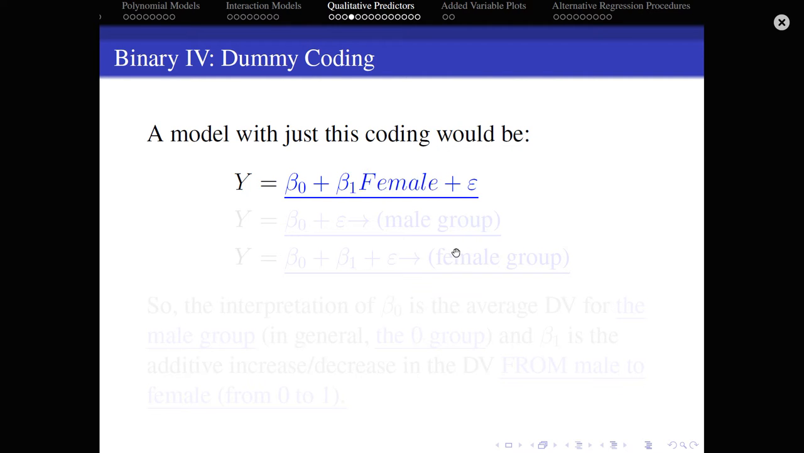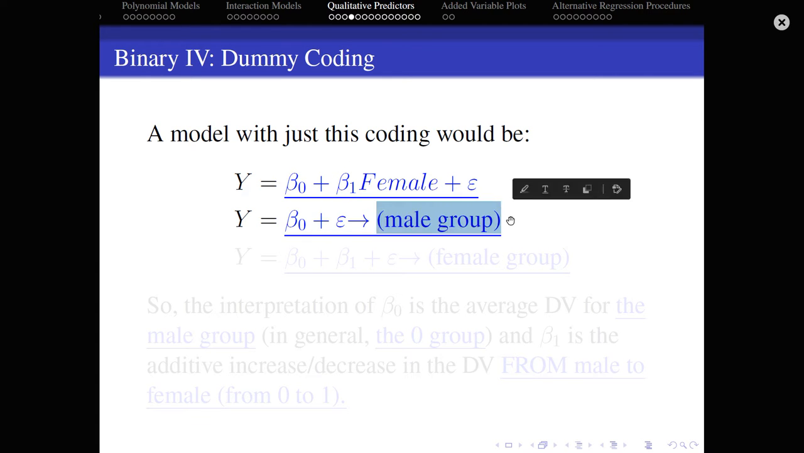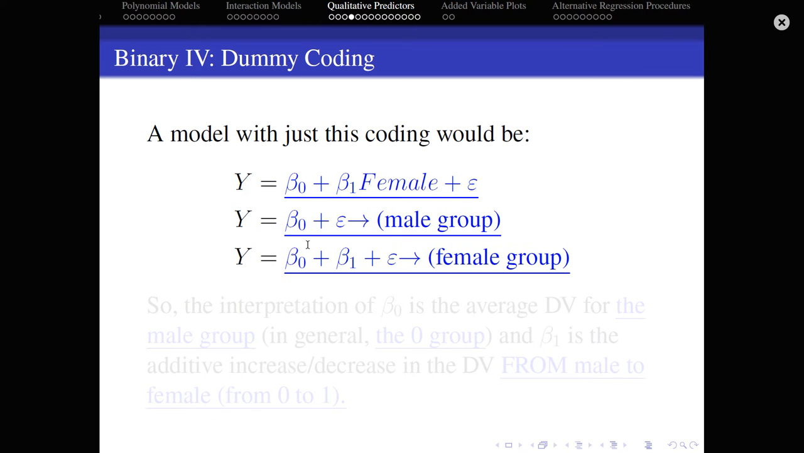the coded variable female. Now note that if female is 0, then I get my beta 0 only. 0 times beta 1 is just 0, so I get beta 0 plus epsilon. The male group, this is the model for the male group, y equals beta 0. If female is 1, I get 1 times beta 1, so my female group is beta 0 plus beta 1, and this leads to the interpretation of what these two values are.